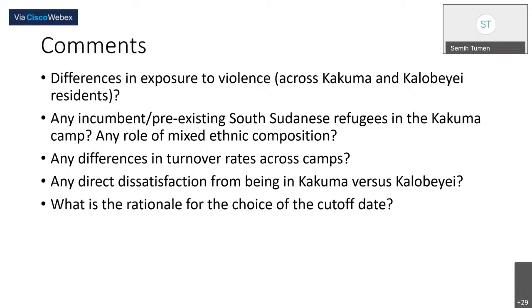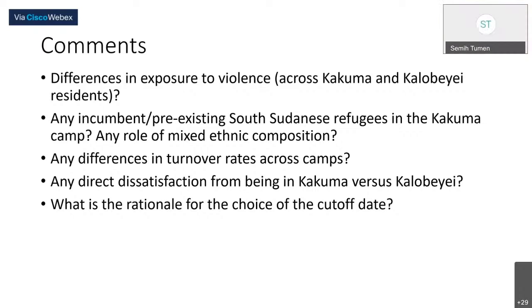You mentioned in the paper that only very few relocations between camps are allowed in specific circumstances, but how about the turnover, right? Entry and exit, not necessarily between Kakuma and Kalobeyei, but from Kakuma and Kalobeyei toward other regions, other camps, etc. Is there any direct dissatisfaction from being in Kakuma versus Kalobeyei? Based on your definition, Kalobeyei is good and Kakuma is bad. So is there any direct effect of these differences?